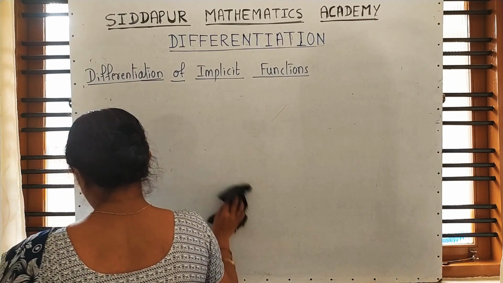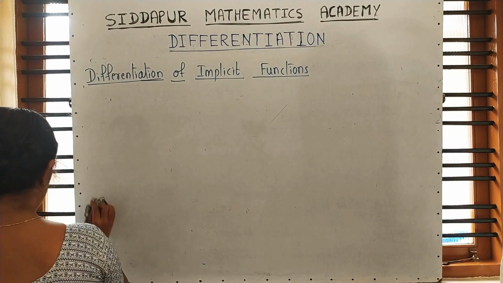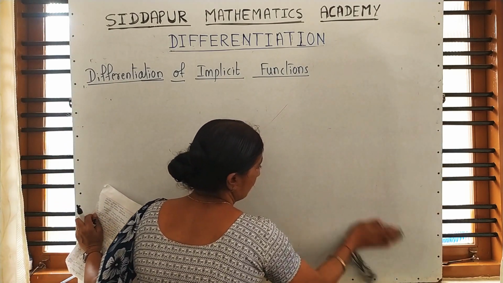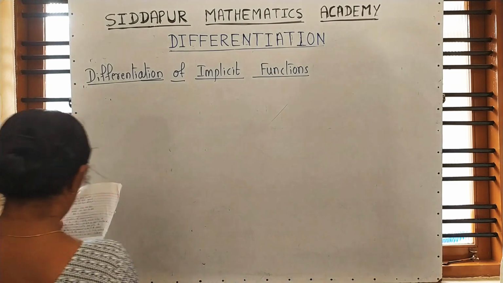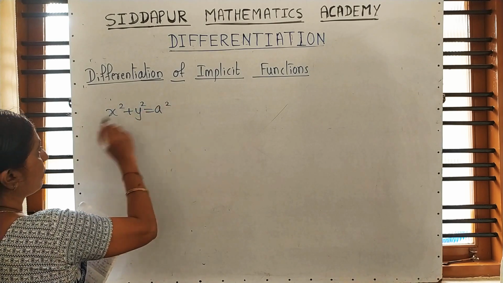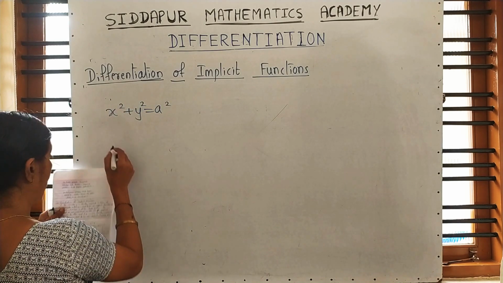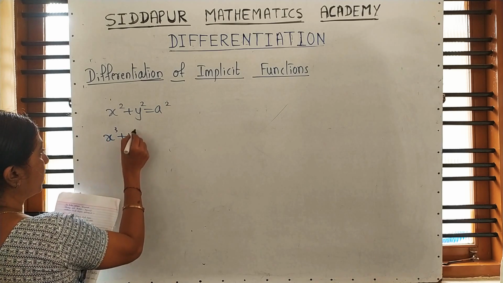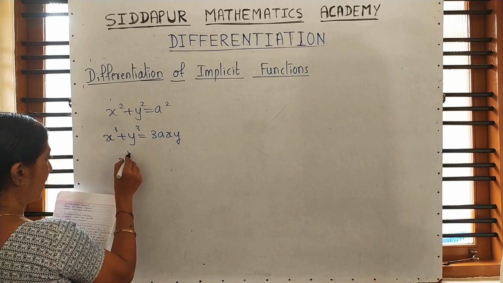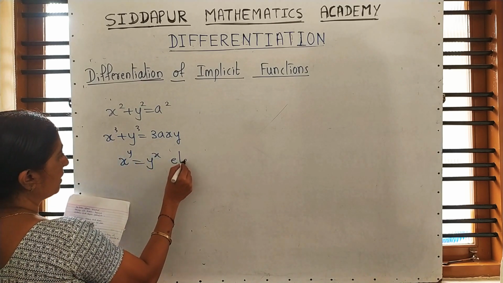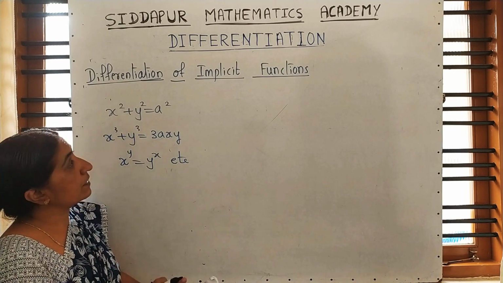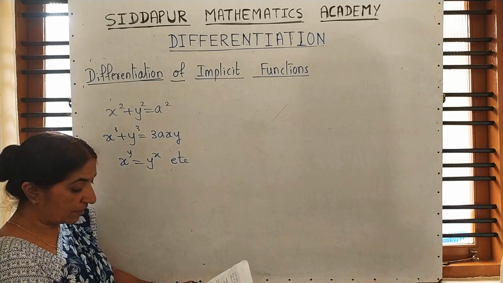Very interesting concept it is. x square plus y square is equal to a square. See, here y is not directly depending on x. x cube plus y cube is equal to 3axy. Not only this example, there are so many examples, etc. In these types of examples, y is not directly depending on x. These types of examples are called implicit functions.